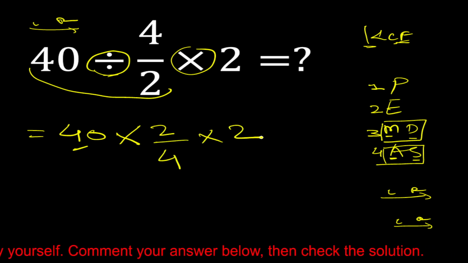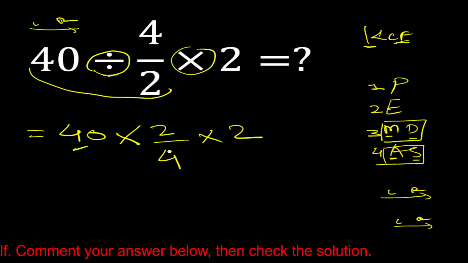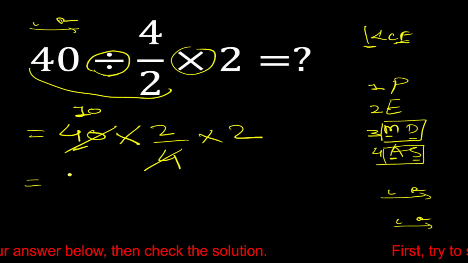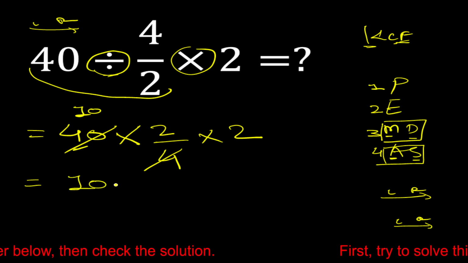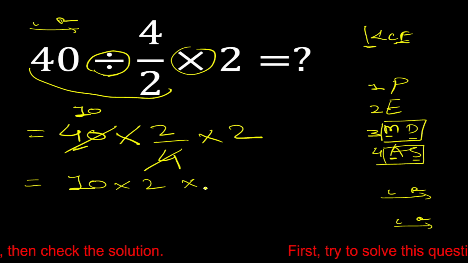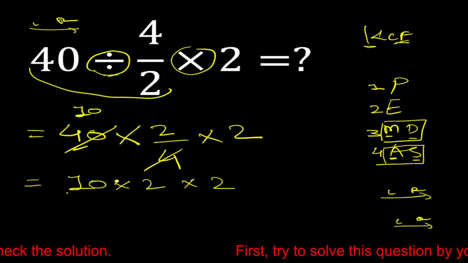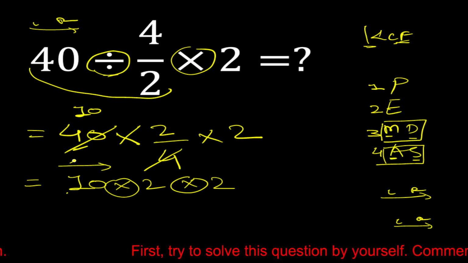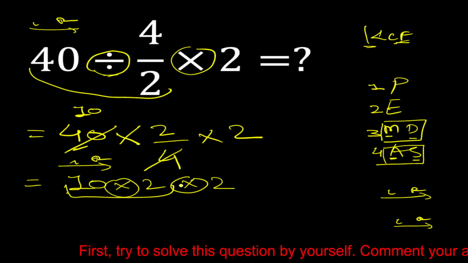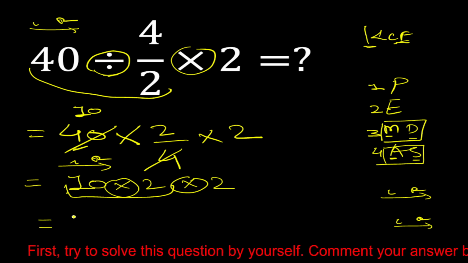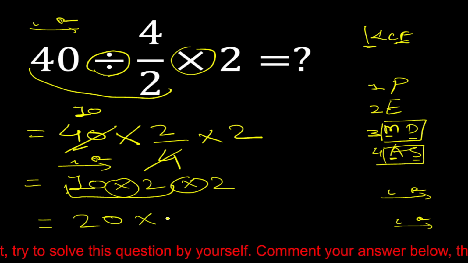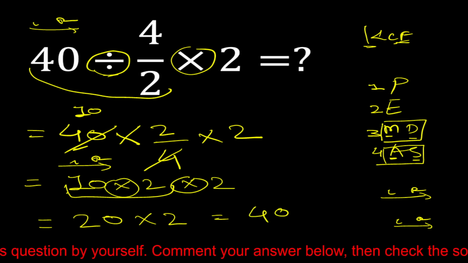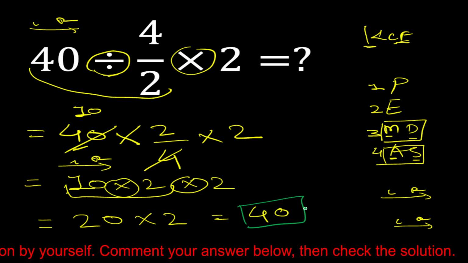Then multiply 2. Okay. Now, 40 divided by 4 is equal to 10. So now the expression becomes 10 multiply 2 multiply 2. Okay. Now here is multiplication, here is multiplication. Both have equal priority, so we have to solve it from left to right. So first we have to solve this multiplication. So 10 multiplied by 2 is equal to 20 multiply 2. Now 20 multiplied by 2 is equal to 40. Okay, so the correct answer is 40.